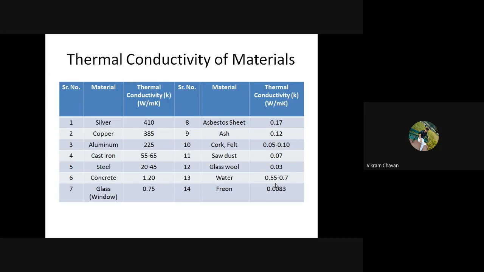Okay, getting everyone? So just give a heading as thermal conductivity of materials and put up these particular values, because for MCQ purposes it will be asked a number of times. What is the thermal conductivity of aluminum? What is the thermal conductivity of copper? Why would you select aluminum for transmitting electricity instead of copper?